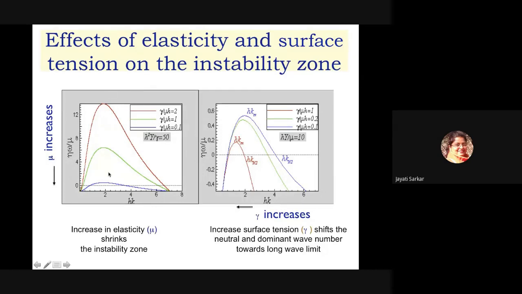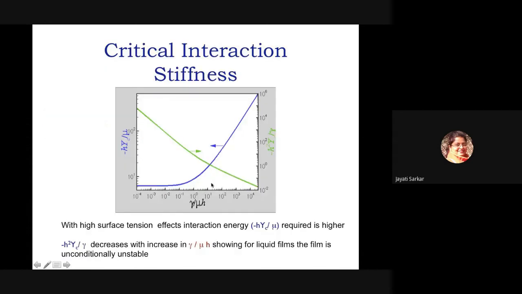So this is the effect that one can see: if one is increasing this effect, the instability zone is decreasing. Similarly, if we see the critical conditions of instability, the critical interaction stiffness, one can see that if the surface tension effects are increasing, the energy penalty required, as given by the blue curve, is seen to be increasing. This means that in the case of the elastic film, the contactor has to be brought down to a much lower value for this instability to be possible.